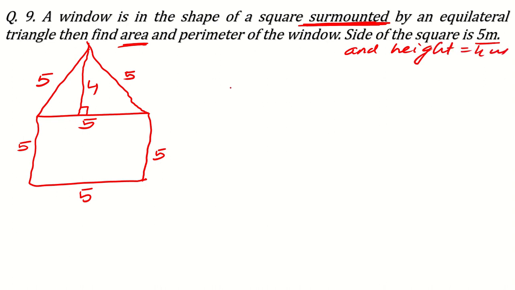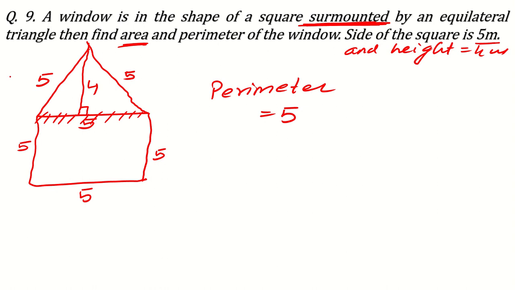Okay. Now first we'll talk about perimeter. Perimeter means what I told you. Normally, the mistake students make in this question is they find the perimeter of the triangle and the perimeter of the square and then add them. No, this will be wrong. Why? Because perimeter means the sum of all the sides you can see from outside. So this side we cannot see from outside. Yes or no?